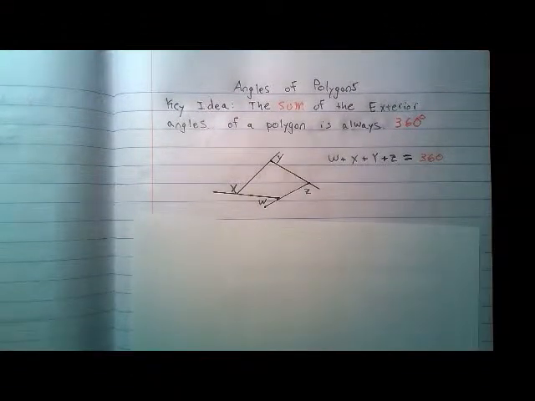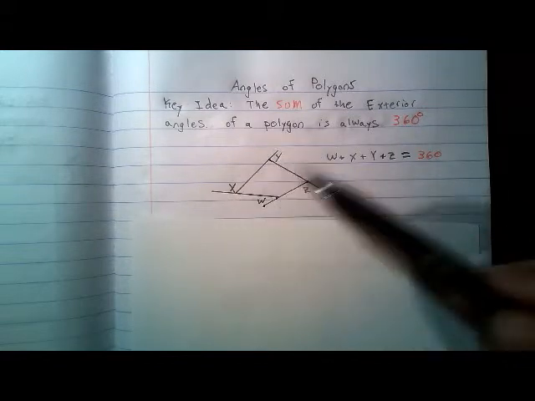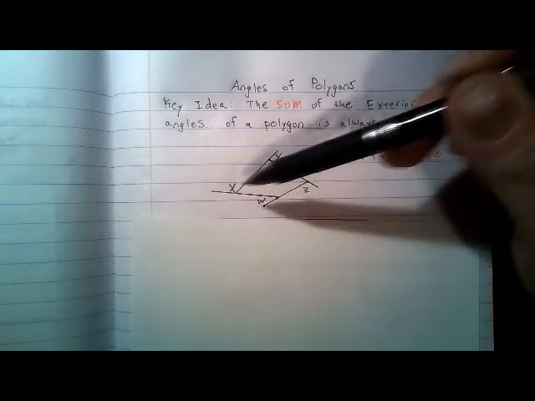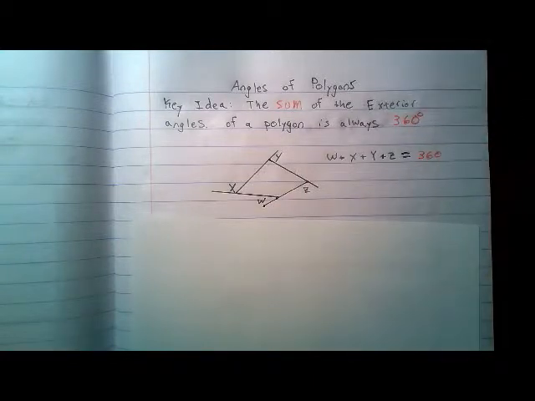Our next key idea for angles of polygons has to do with the exterior angles. So the exterior angles of a polygon always add up to 360 degrees. And it's one of my favorite activities from this whole unit when you actually draw out a figure and you take those external angles, like you're cutting out y, z, w, and x. You cut those out, and when you piece them together, they should make a circle. Okay, so it doesn't matter how many sides you have.